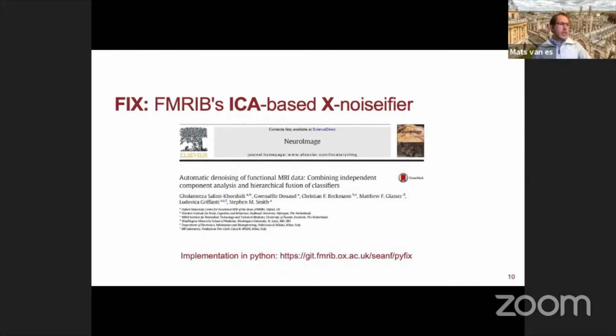And this originally used a very complex hierarchical classifier to automatically label ICA components, but nowadays it has been moved to Python, and it has been simplified a little bit, but it's still working very well. And I've been working on extending this toolbox for MEG data.